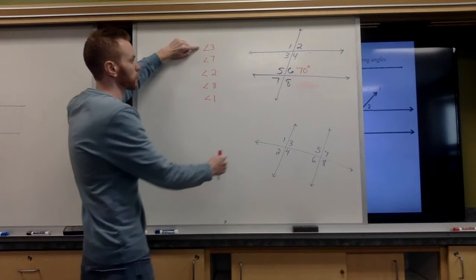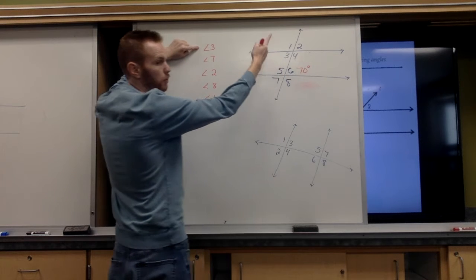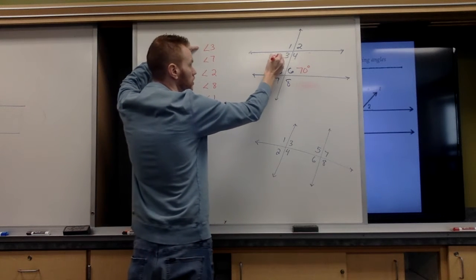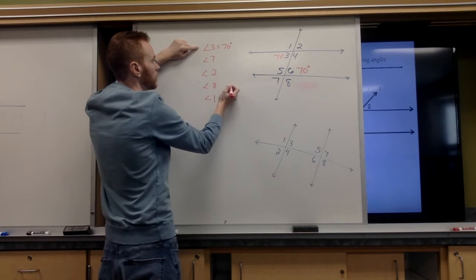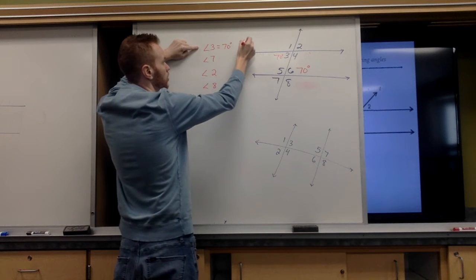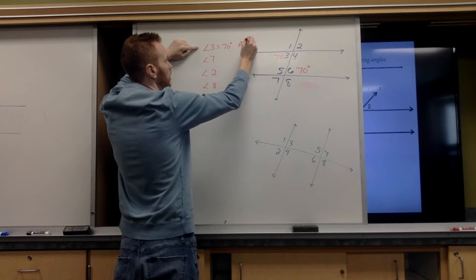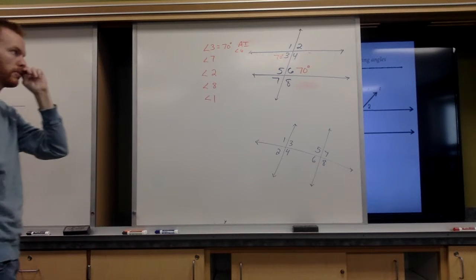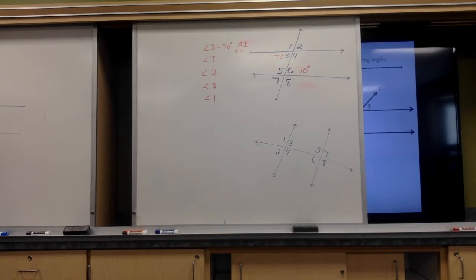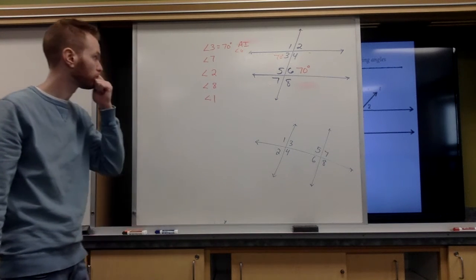So let's look at angle 3. So 6 and 3, they're alternate interior, and we know that alternate interior angles are congruent. So that's 70 degrees. So I'm going to put 70 here. Okay. For a side note, you could say alternate interior. I'm going to abbreviate it as AI. Alternate interior to angle 6. Okay. I'm going to put that little note there so I know how I got to that conclusion.